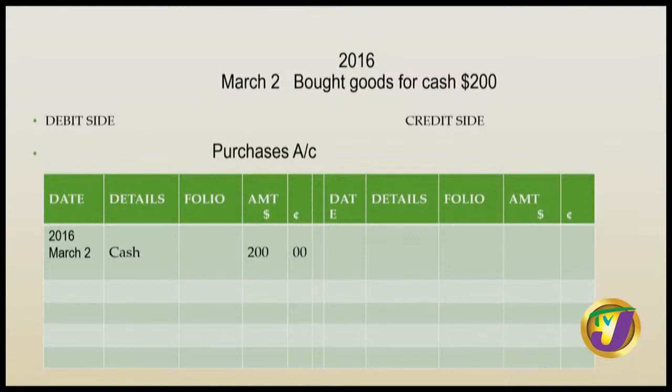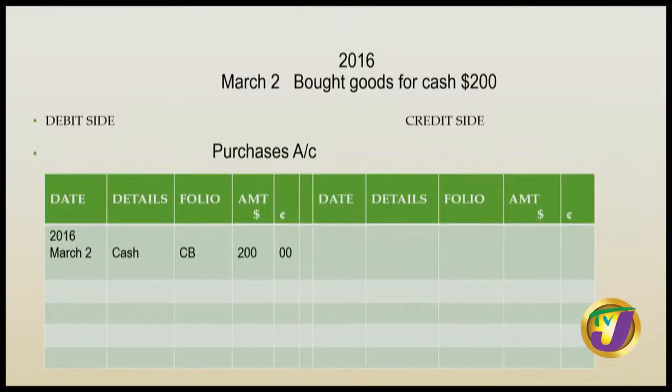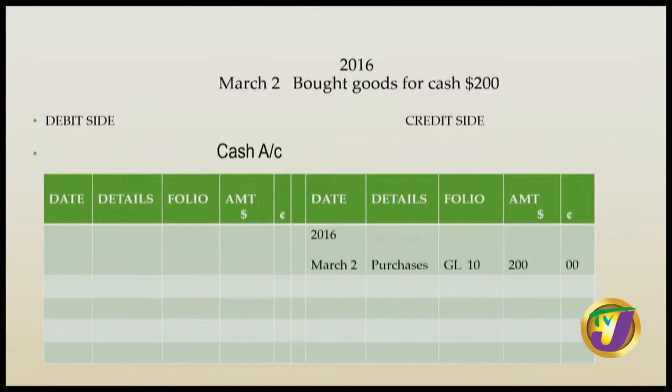Because remember, the cash book is made up of both the cash account and the bank account. Good. So in the folio, you're going to put what? CB. And CB here stands for cash book. And this will tell us where we can find the other half of the double entry. See there, students? Debit the purchases account to show an increase in stock, March 2. And in the cash account, of course, it will be on the credit side looking like this. March 2, purchases, general ledger and the folio. Because the purchases account will be found in the general ledger. So you put it right beside purchases here. And the amount is $200.